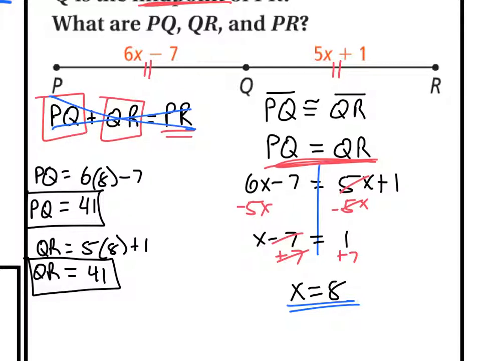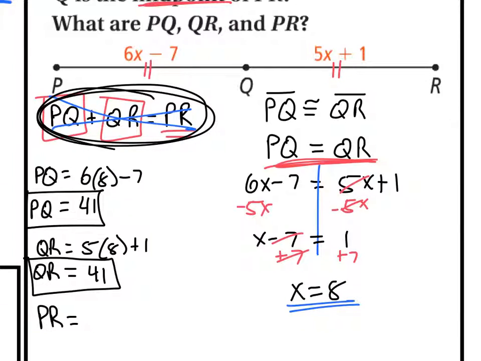And then lastly, we need to find PR. Well, wait a minute. They don't give me any expressions for that. So how am I going to find PR? Right, we use our segment addition postulate here. We couldn't use it at the beginning, but we can use it now. We know that PR is going to be PQ plus QR, or 41 plus 41, which is 82.